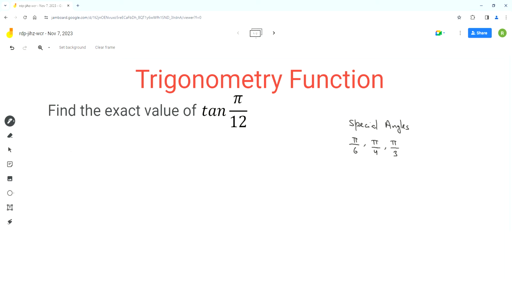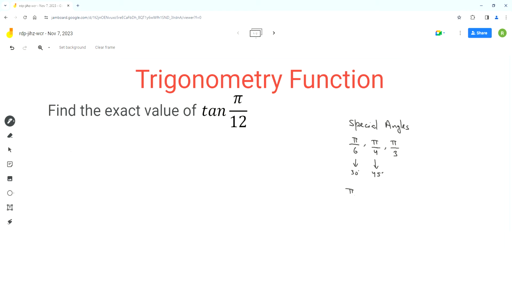So one way to evaluate tan pi over 12 is to use the double angle identity for tan. But a better option here is to use the tan angle difference identity. We know that pi over 6 in degrees is 30 degrees. So we should convert these angles to degrees to get a better sense of how we can use pi over 12 as a difference of these special angles. And pi over 4 is 45 degrees.